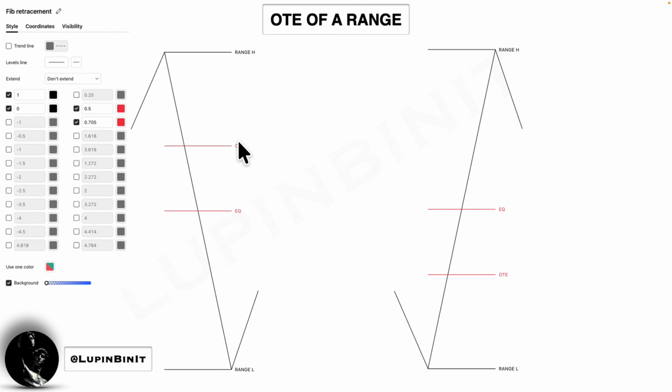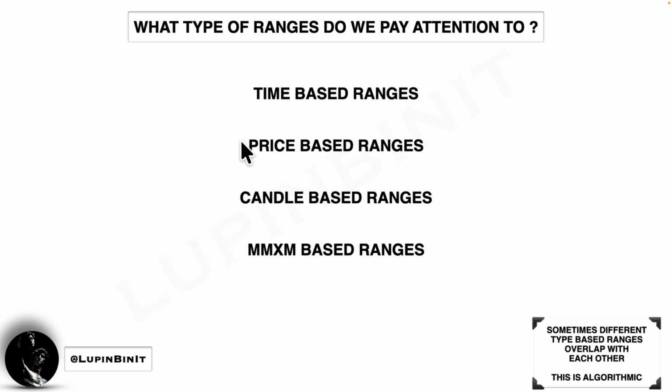Now, if you remember with the very first slide, I stated that there are different types of ranges that we are going to be paying attention to during this video. And we look to pay attention to the likes of time-based ranges, price-based ranges, candle-based ranges, and market maker model-based ranges. And footnote on the bottom right simply stating the fact that sometimes different type-based ranges overlap with each other.